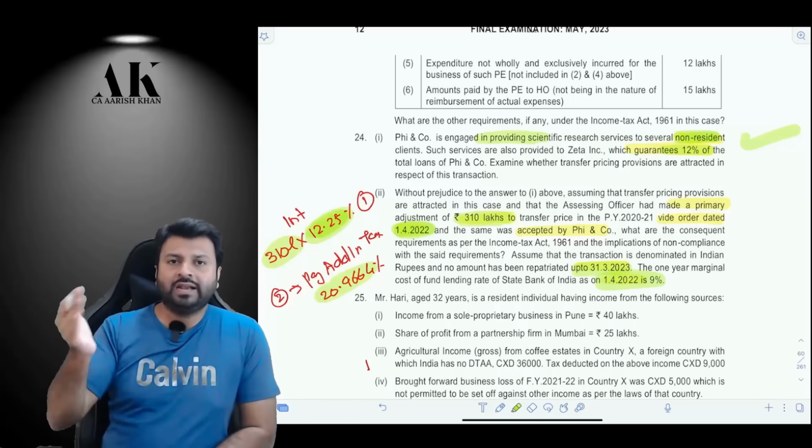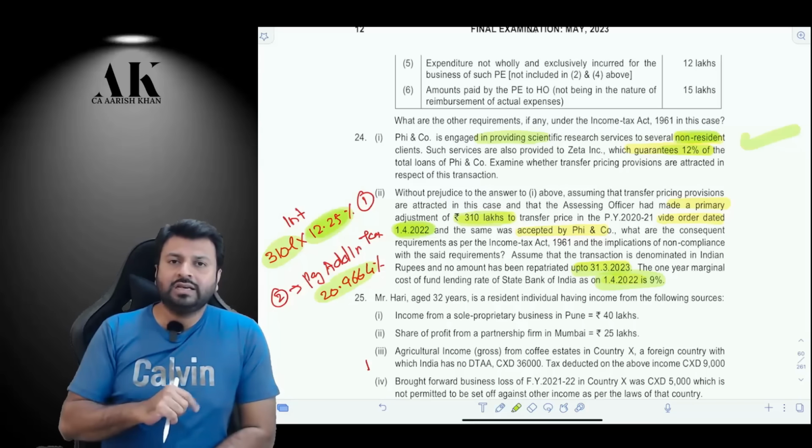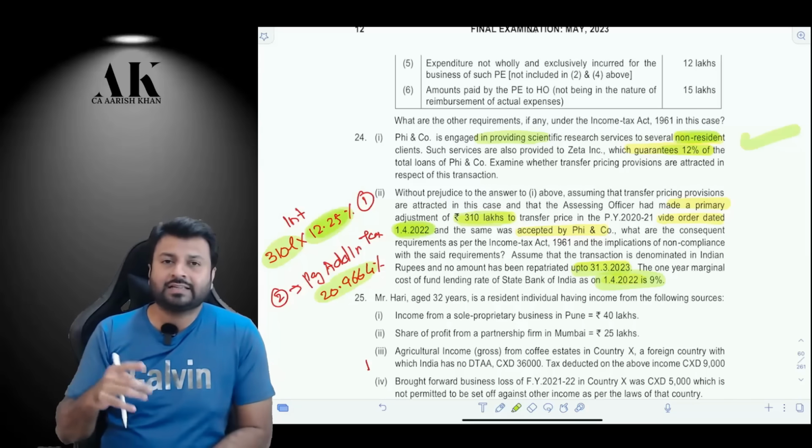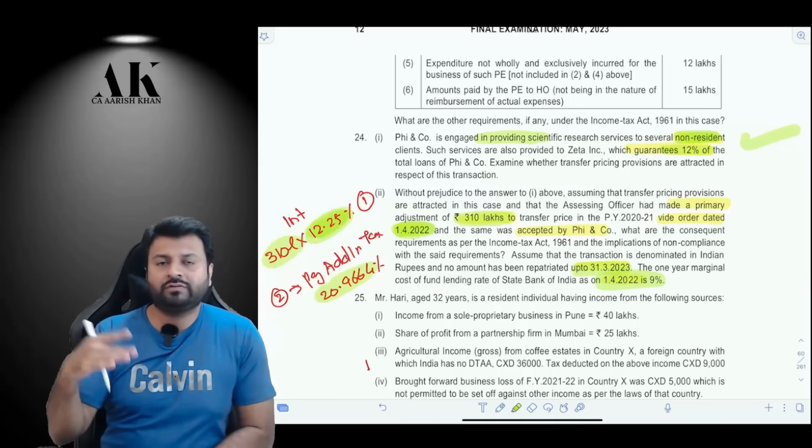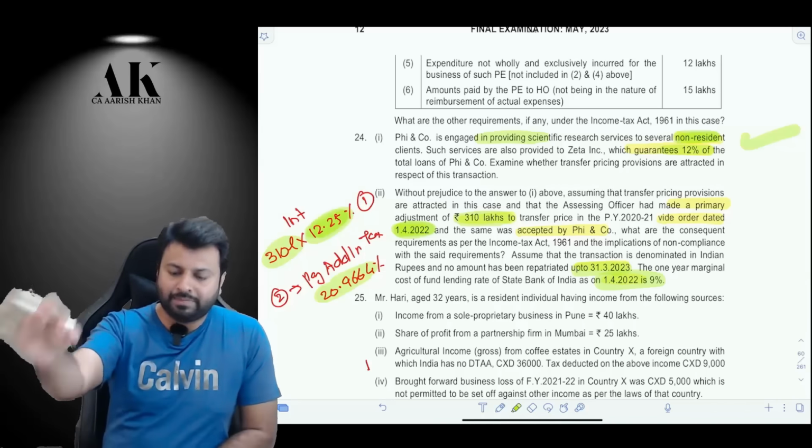Why? Because one of the entities is non-resident and the transaction is in the nature of purchase, sale, service, etc., and that one entity is giving a guarantee of 12% to the other entity, therefore both of them are deemed to be associated. Therefore, transfer pricing is applicable in this transaction.